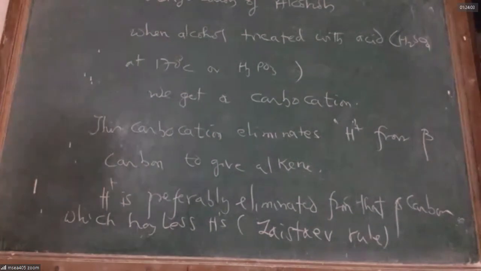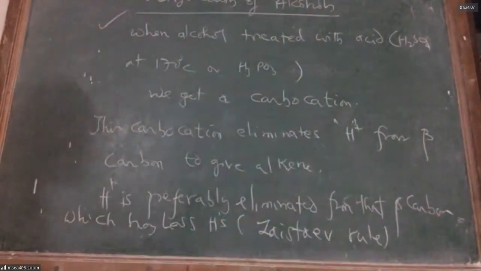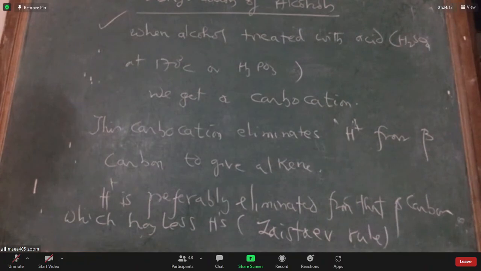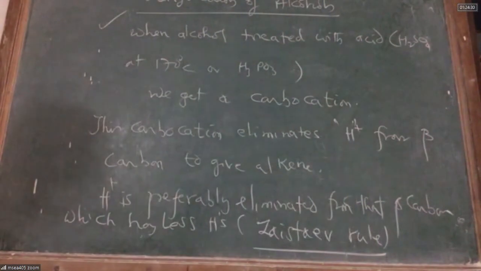Let me write down this clearly. Dehydration of alcohols. When alcohol is treated with acid like sulfuric acid at 170 or phosphoric acid, we get a carbocation. This carbocation eliminates a H plus from a beta carbon to give alkene. H plus is preferably eliminated from that beta carbon which has less hydrogens. This way we get more stable symmetric alkene. This is called Saytzeff rule. Are we clear? 1 minute. Please take your time to write down. Yes, sir.